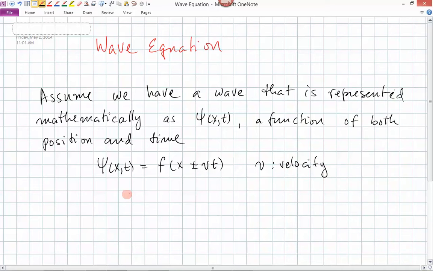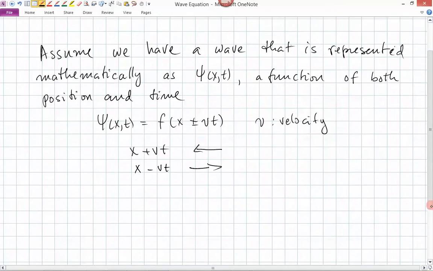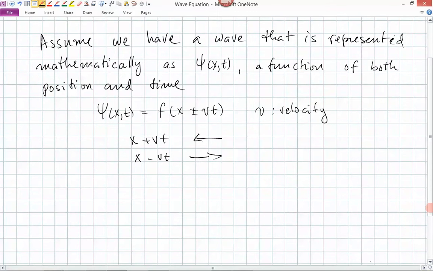And also we know that x plus vt represents a wave that travels to the left, and x minus vt represents a wave that travels to the right. So what we are going to propose without proof in this class is that this function here satisfies this differential equation.